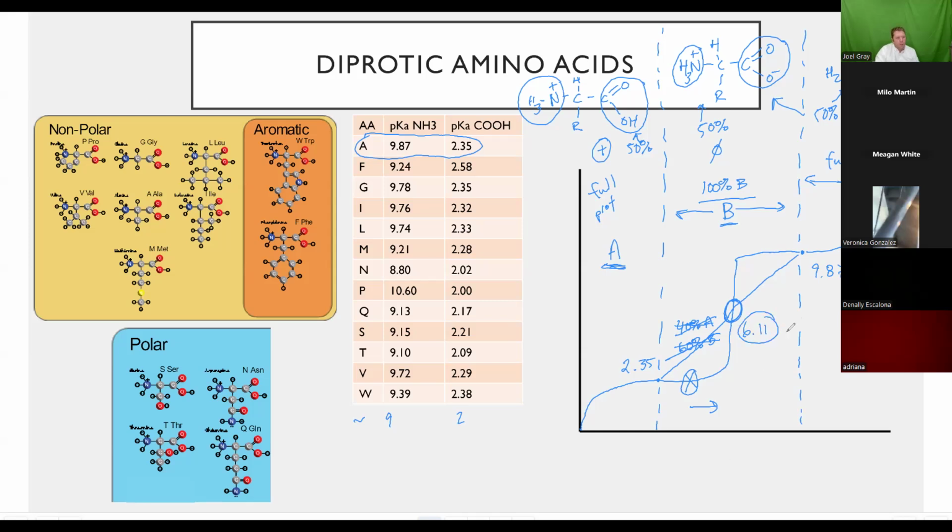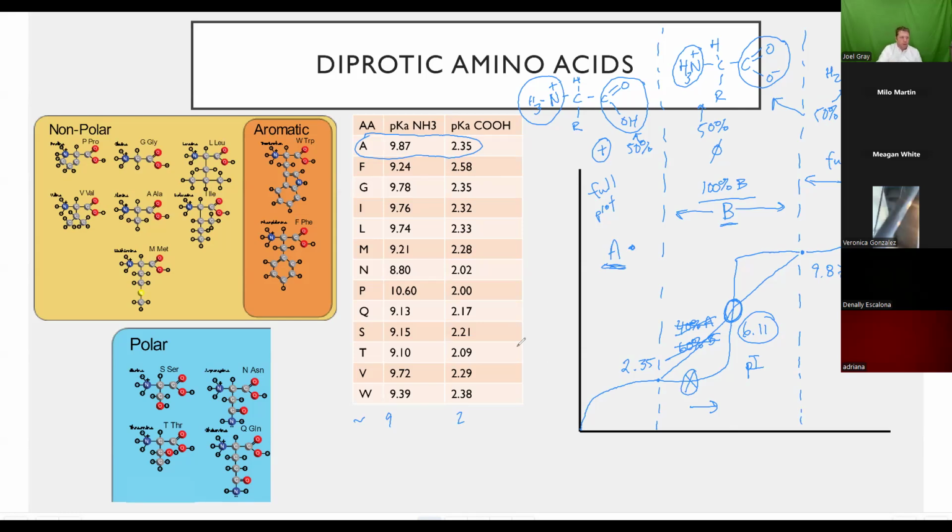So this is our pI. This is the point where we can say 100% of my molecule looks like molecule B. Effectively, 0% of it looks like A, and 0% of it looks like C. 100% of my molecule looks like B.